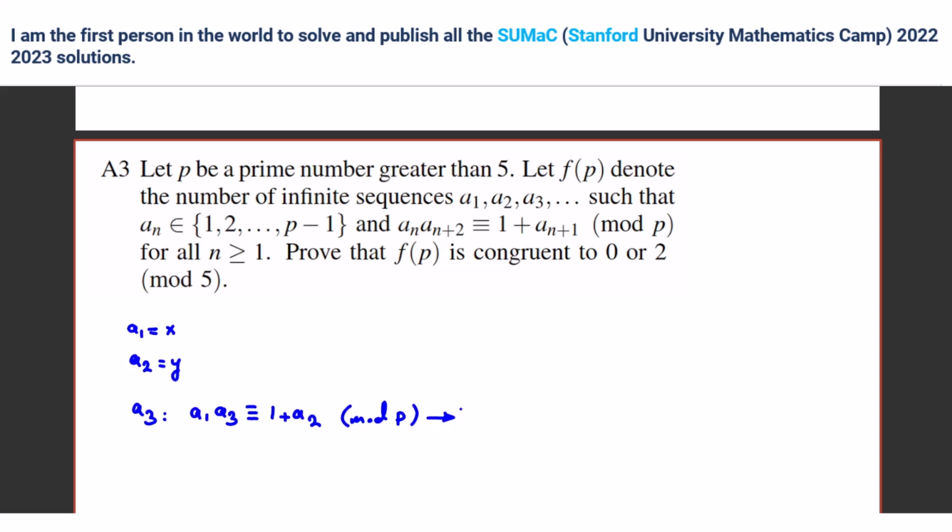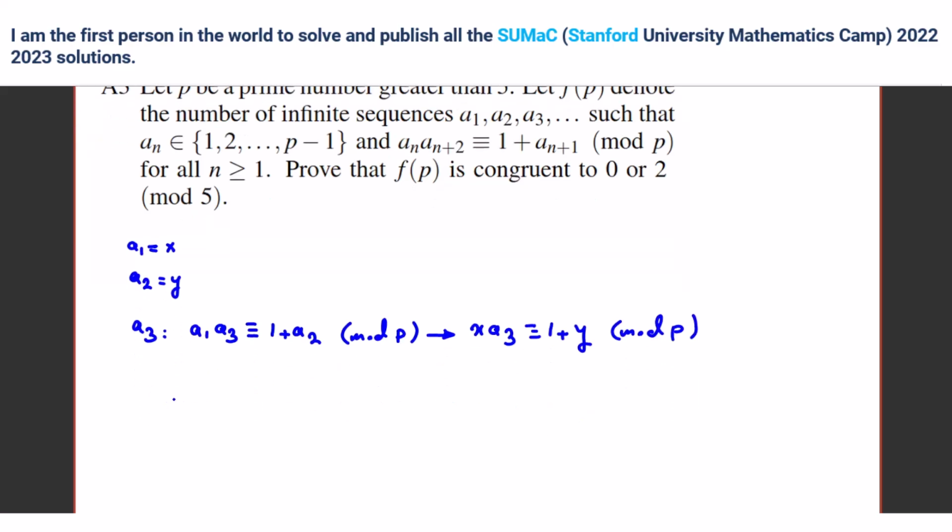So if we plug in, it will be x A3 is congruent to 1 plus y mod p, right? Do you agree we can multiply by x inverse? So we have A3 is congruent to 1 plus y times x inverse, right? Instead of x inverse, I want to write this as 1 plus y over x, okay?